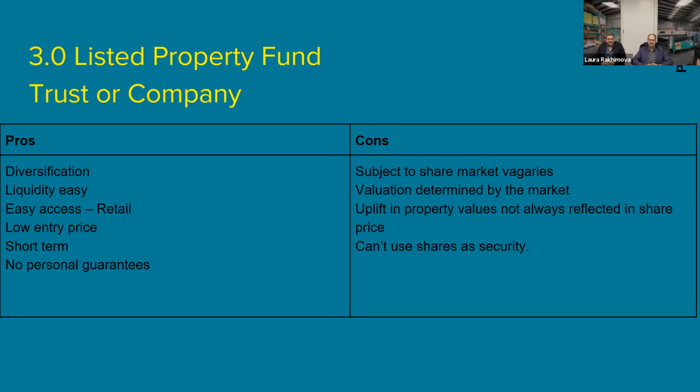The other con is the uplift in property values not reflected in the share price. Like an unlisted fund such as ours, we've got our valuations being completed on the 31st of March, coming up, and any uplift in those property values is directly related to our share price. So our share price is directly related to the net of the valuations of the entire fund. Whereas with some listed funds, any uplift might not directly pass on because it's the market sentiment that overrides that.